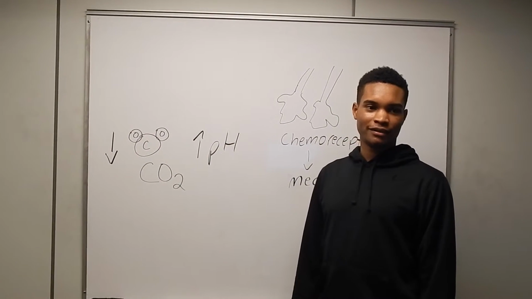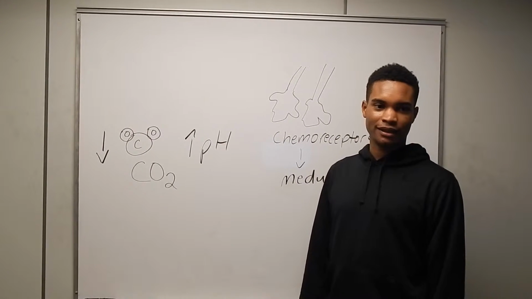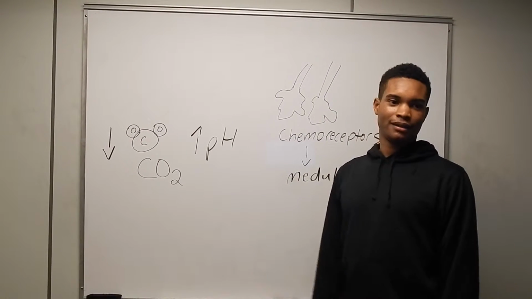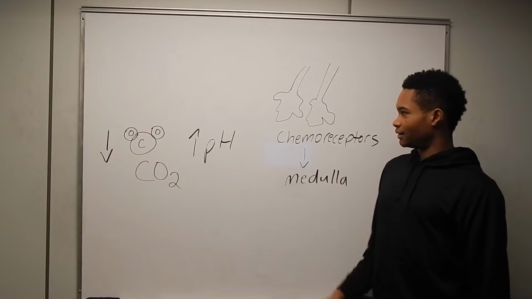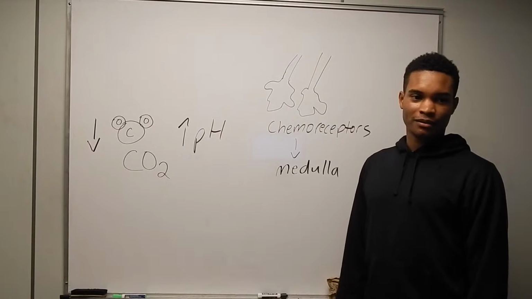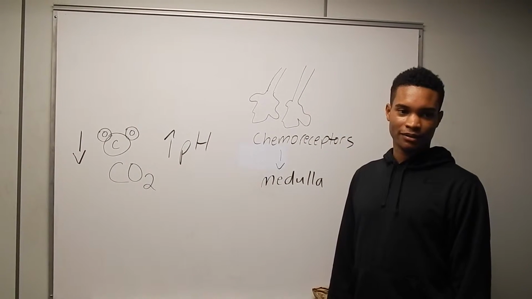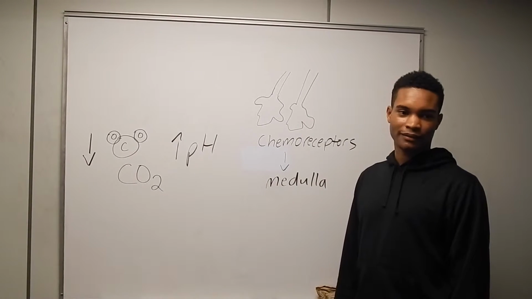Without CO2, there is less carbonic acid in the blood, which causes the hydrogen ions to decrease and the pH to rise. In response to these changes, chemoreceptors detect the change and send a signal to the medulla, which signals the respiratory muscles to decrease ventilation so CO2 and pH can return to normal levels.